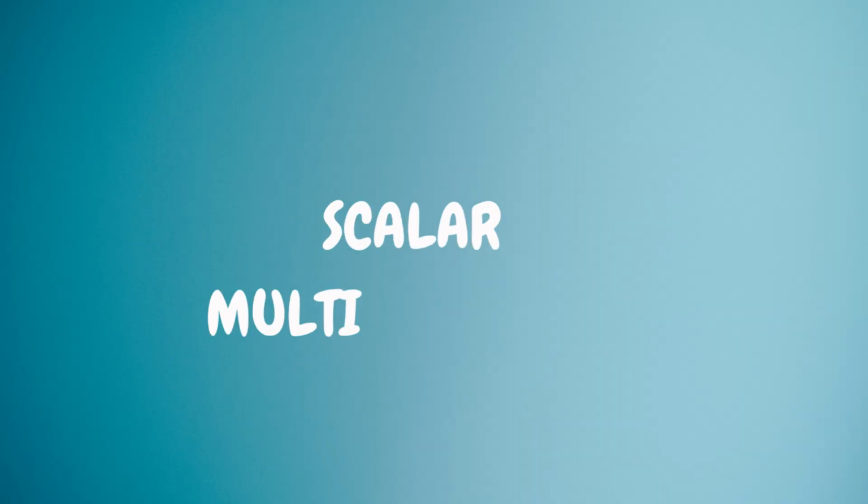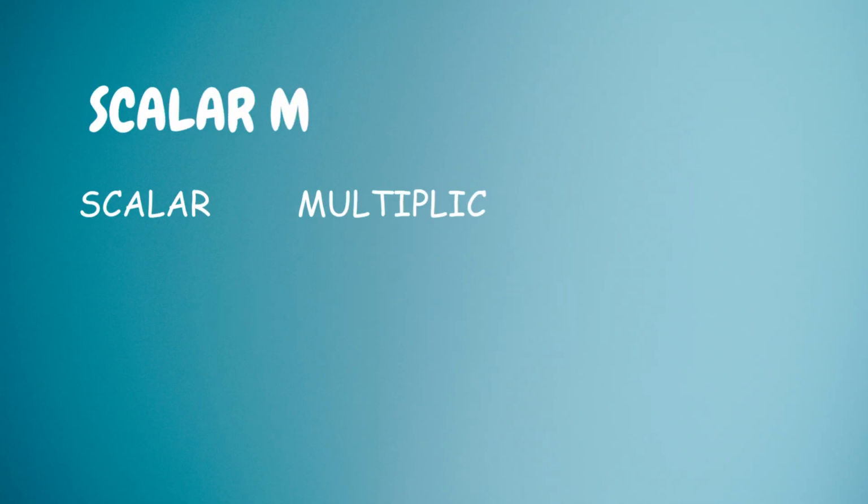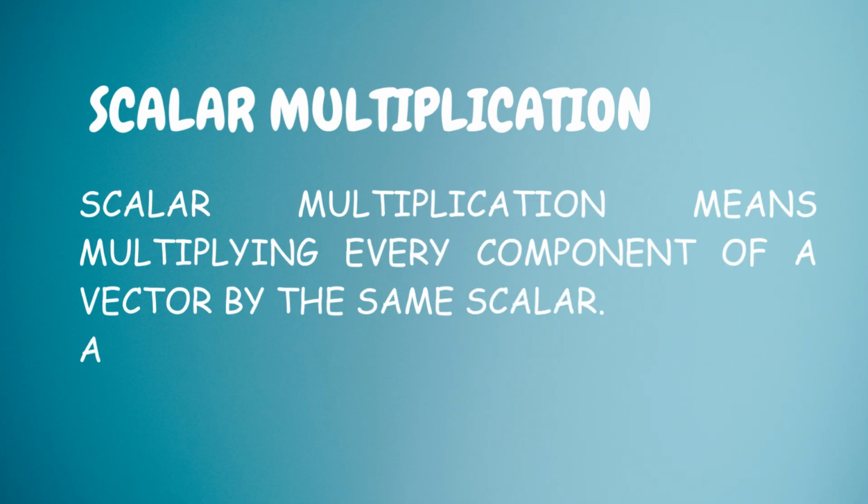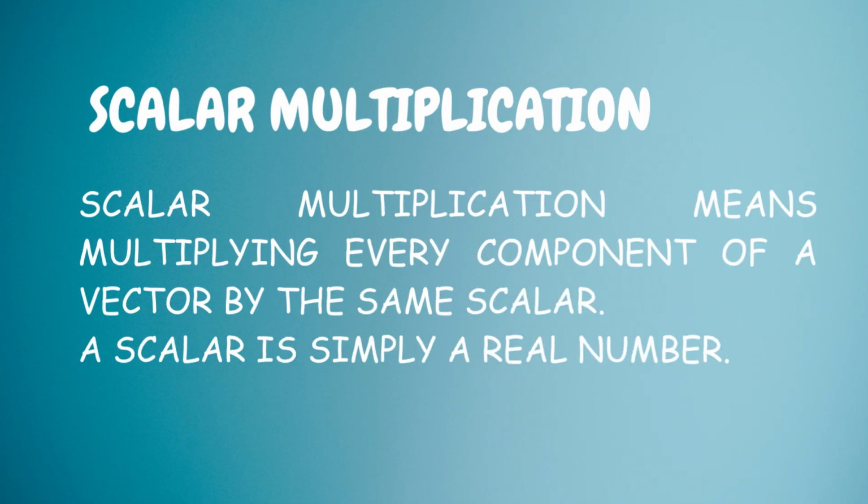Scalar multiplication. Let's move to our third vector operation. Scalar multiplication means multiplying every component of a vector by the same scalar. A scalar is simply a real number.